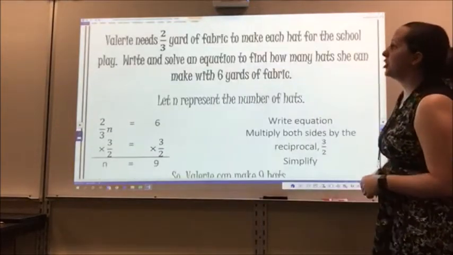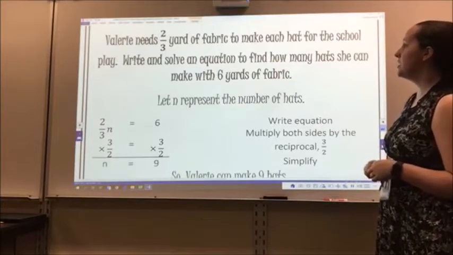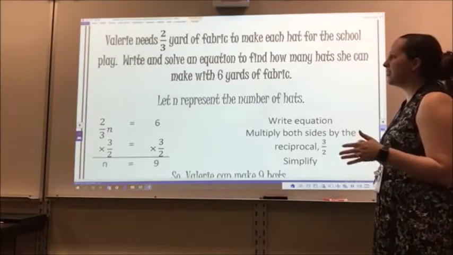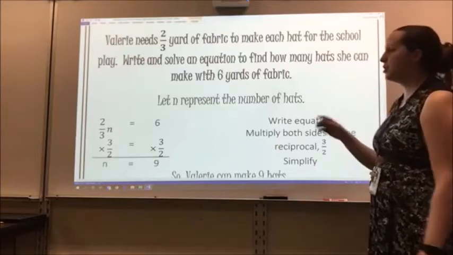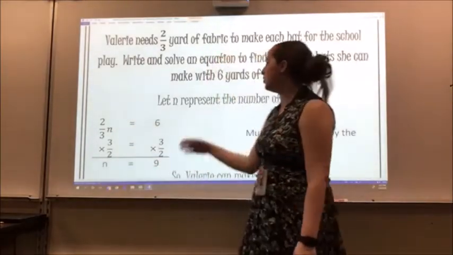Valerie needs 2/3 yard of fabric to make each hat for the school play. Write and solve an equation to find how many hats she can make with 6 yards of fabric. So 2/3 n, or 2/3 times your amount of hats, equals 6.